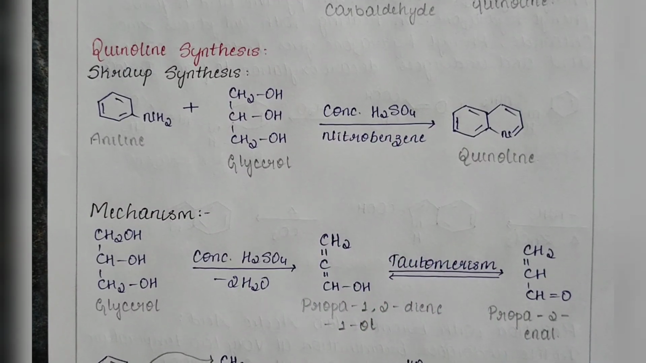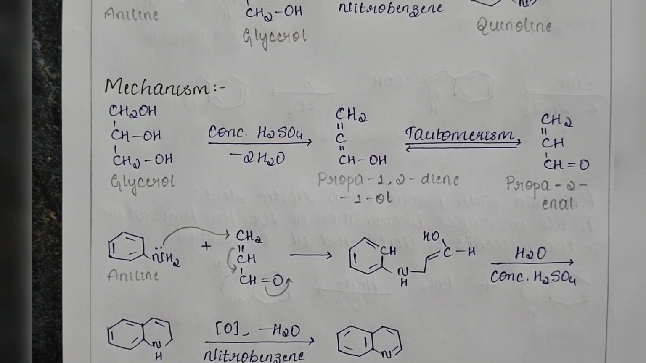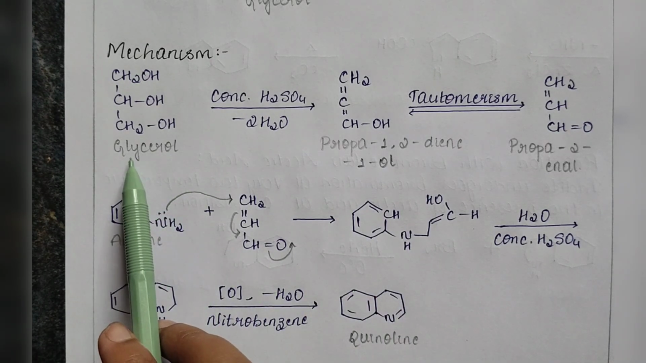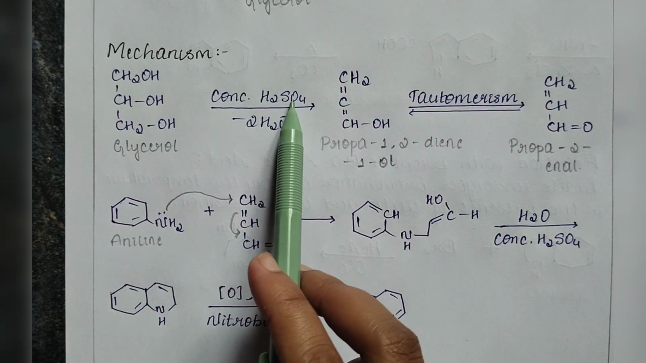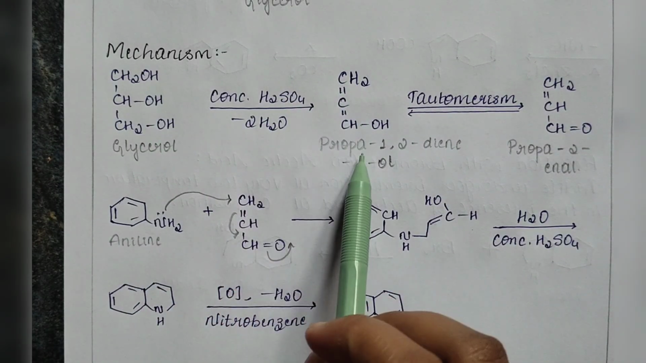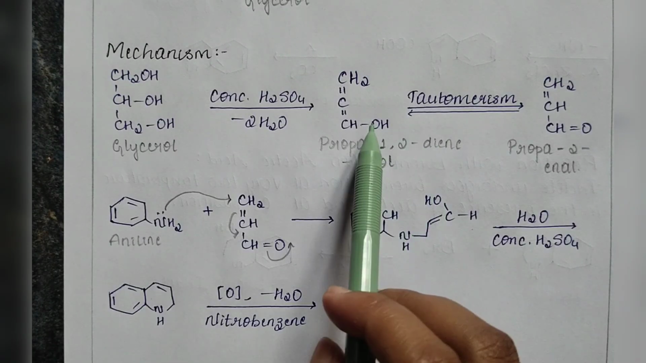Now we'll see the mechanism which is involved in the synthesis of quinoline by the Skraup method. So it is a two-step reaction. First, when glycerol is reacted with concentrated sulfuric acid, removal of two water molecules takes place, which leads to the formation of propa-1,2-dien-1-ol.